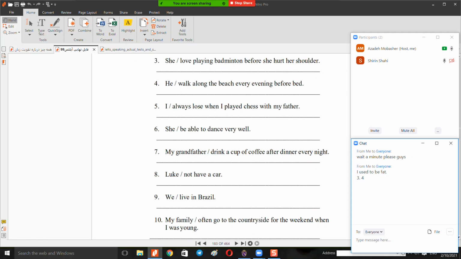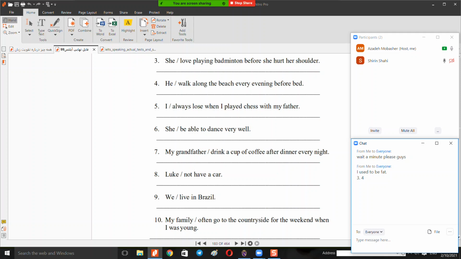Yes, what was the next question? And the next one is my family often used to go and would go to the countryside for the weekend when I was young. Both of them are correct. Yes, that's application number 4. My family would often go, my family used to go to the countryside. Yes, used to too.